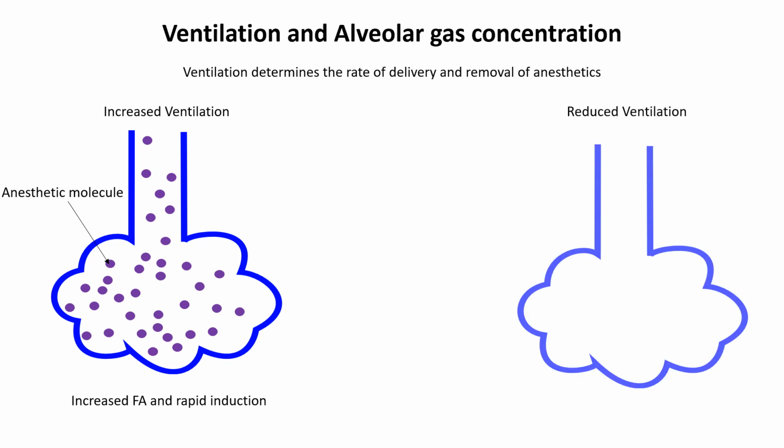Decreased alveolar ventilation slows the delivery of fresh anesthetic to the alveoli and reduces the removal of expired anesthetic. As a result, there is a slower rise in alveolar concentration, delaying the induction of anesthesia.